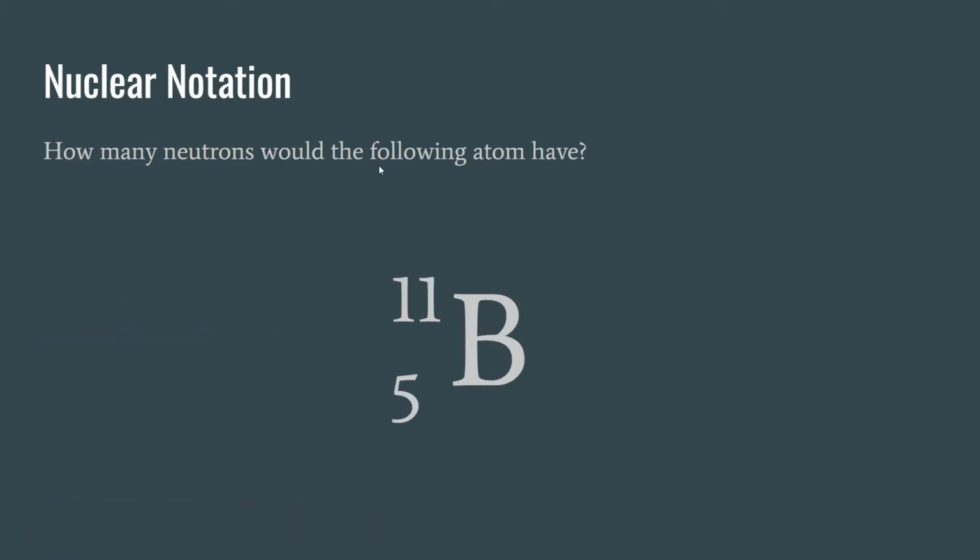So I can try a quick problem. How many neutrons would the following atom have? Now it's a boron atom. This tells me that it has 5 protons, and it has a mass number of 11. The number of neutrons is equal to the mass number minus the atomic number. In this case, that's 11 minus 5. So this particular atom would have a nucleus with 6 neutrons.